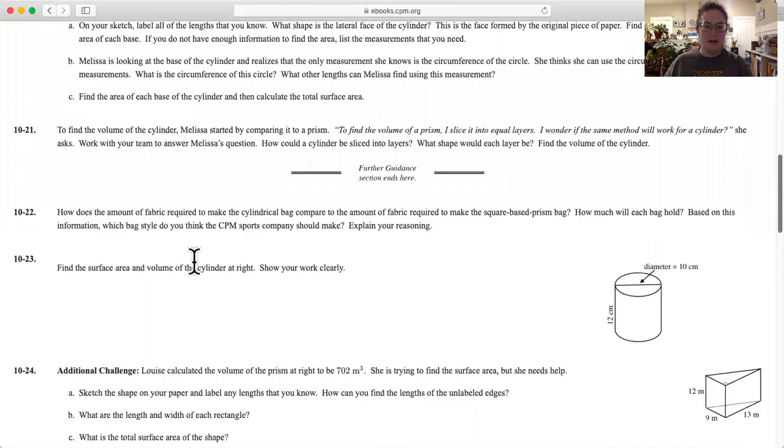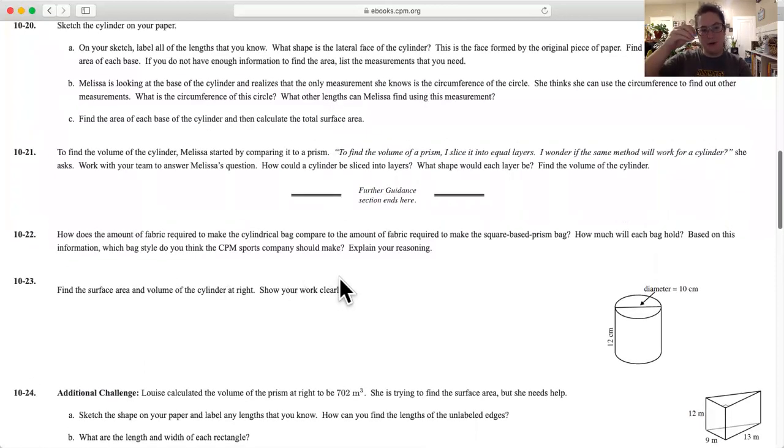Then question 22 asks you, once you get that information from 20 and 21, to figure out how much fabric is used for the square prism, this one, and how much will be used for the cylinder. Which do you think the company should use to make the bags? And then in 23, you're finding the surface area and volume of the cylinder at the right.